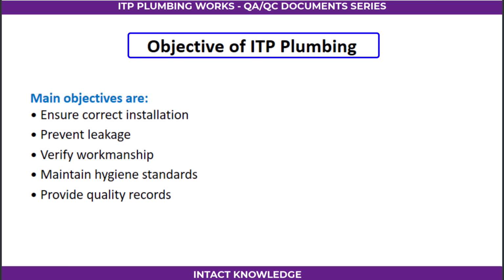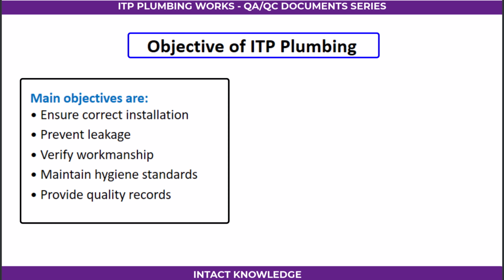Objective of ITP plumbing. The main objectives are to ensure correct installation as per drawings, prevent water leakage and seepage, verify workmanship quality, maintain hygiene and health standards, and provide documented quality evidence.